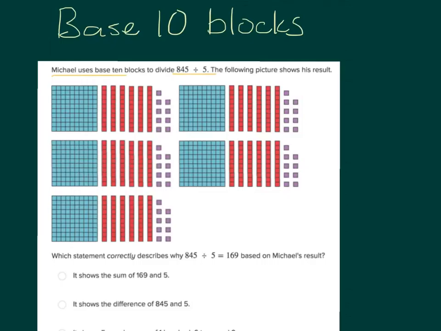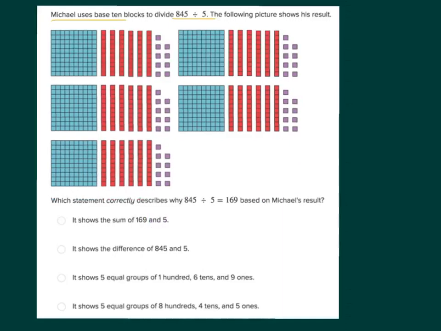So he split 845 into 5 equal groups. So let's take a look at the different answers that we have to choose from. Which statement correctly describes why 845 divided by 5 equals 169? Okay, does it show the sum of 169 and 5? No. There are 169 in each group, but you're not adding 5 to it. You have 5 of those groups. It shows the difference of 845 and 5. No, difference means subtract. See, sum means add, difference means subtract. Those two don't make sense.